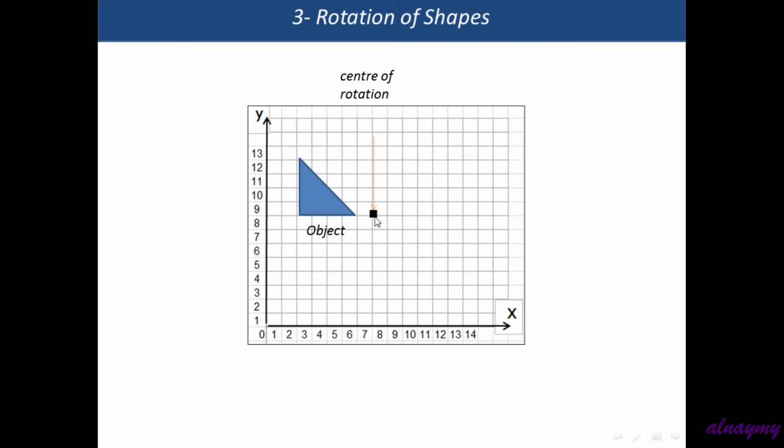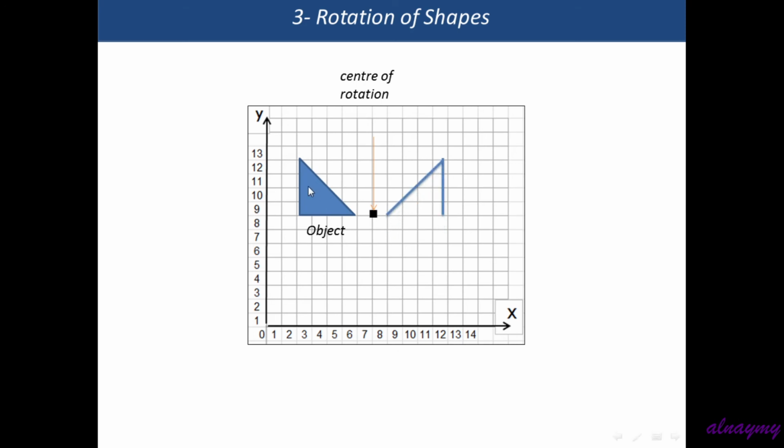Rotation: you have to have a center of rotation. This I will give you, or you can make it yourself. You put any center of rotation. You have to have a center of rotation, and you have this triangle again as the object. I want you to rotate it 180 degrees. How do I rotate this 180 degrees? How can I do that? How will the shape look when I rotate this 180 degrees?